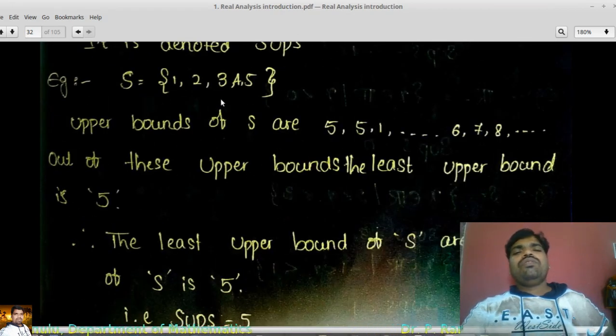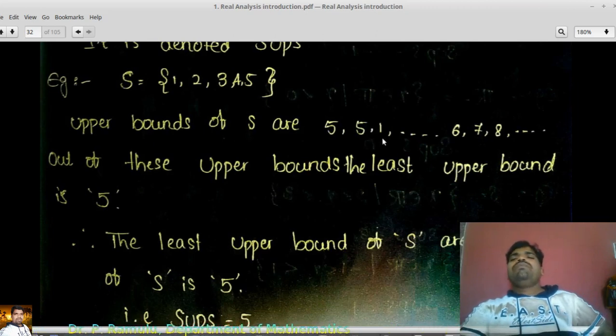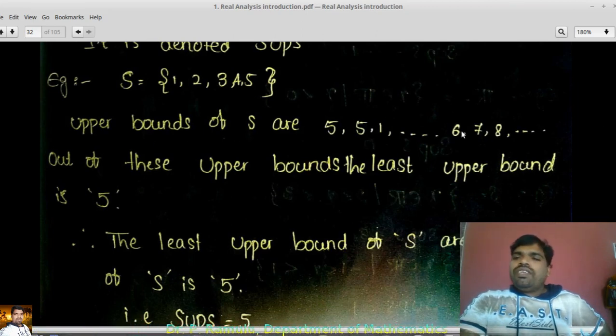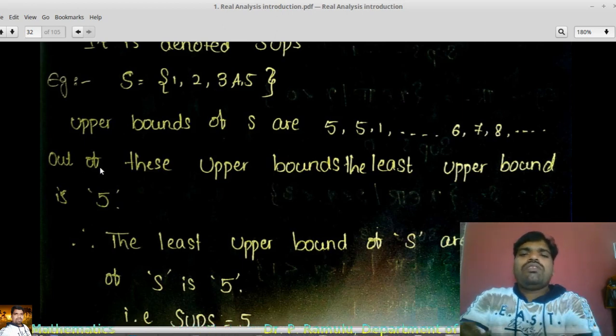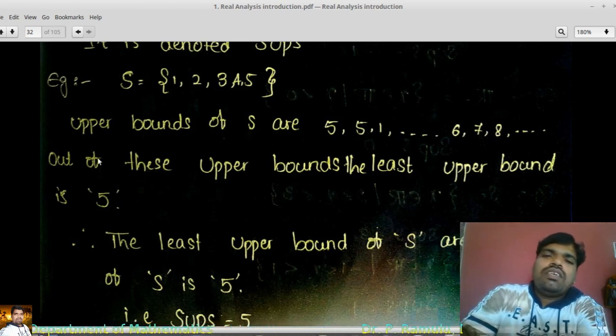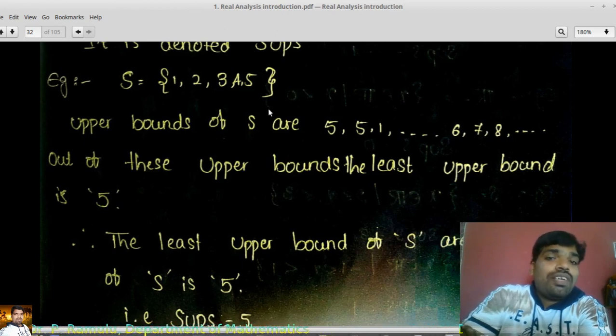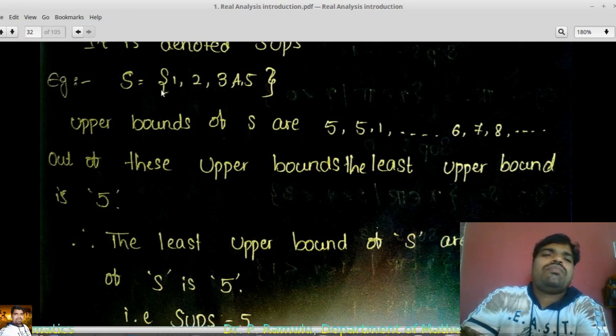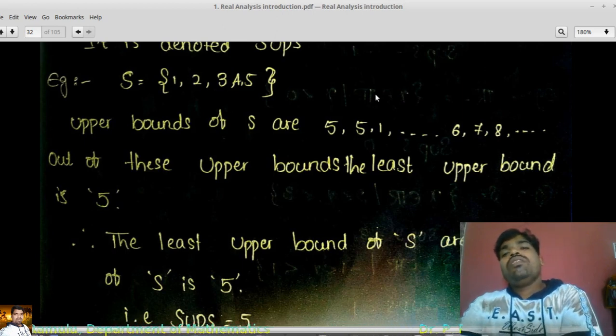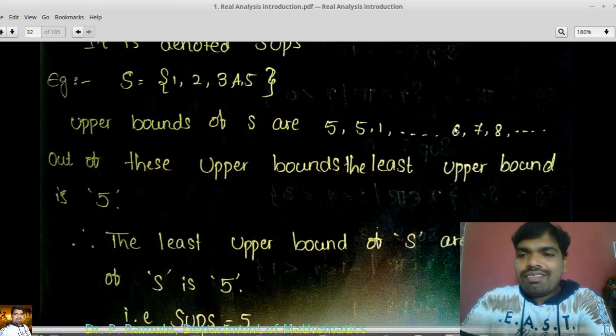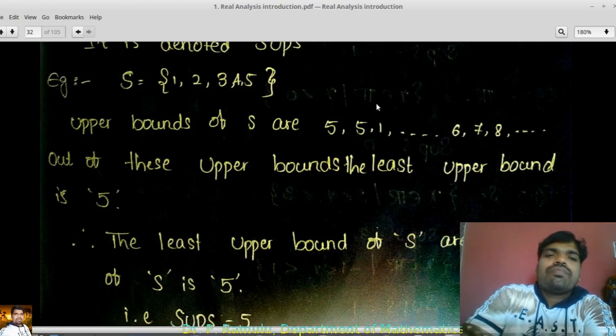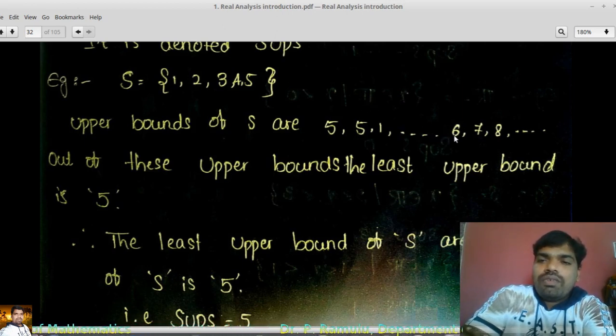See, the supremum of S is denoted by sup S. For example, I am taking S equal to 1, 2, 3, 4, 5. The upper bounds of S are 5, 5.1, 5.2, 6, 7, 8. Out of these upper bounds, the least upper bound is 5. Our definition is that let S be a non-empty set. I am taking 6 as an upper bound of S. U I am taking as 6. Any real number less than U is not an upper bound, then only we say that 6 is the least upper bound.